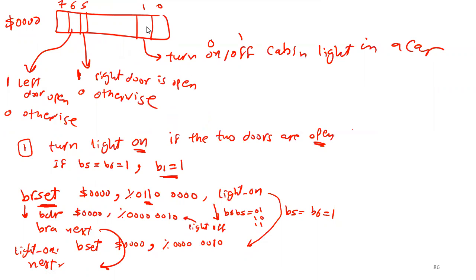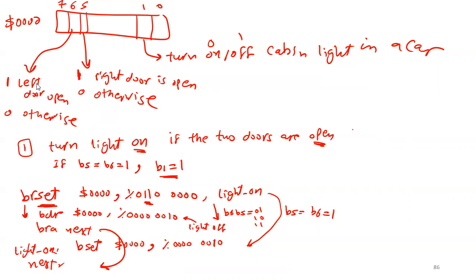This bit number 1 is connected to the cabin light. If you want to turn the cabin light off, you have to put 0 here. If you want to turn the cabin light on, you have to put 1 here. Is that okay? If you look at these 2 bits, bit number 5, if it is 1, that means the right door is open. If it is 0, that means the right door is closed. Same thing for number 6.